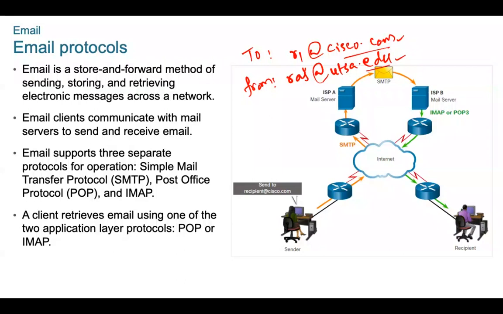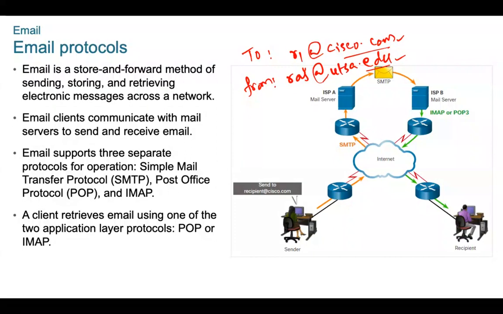So first, when Raj tries to send an email, that email goes and is stored in the UTSA.edu or .edu Internet Service Provider server. And after that, it will be retrieved from that .edu server and forwarded to the destination domain, that is the .com server. From that .com server, it will go to the recipient.